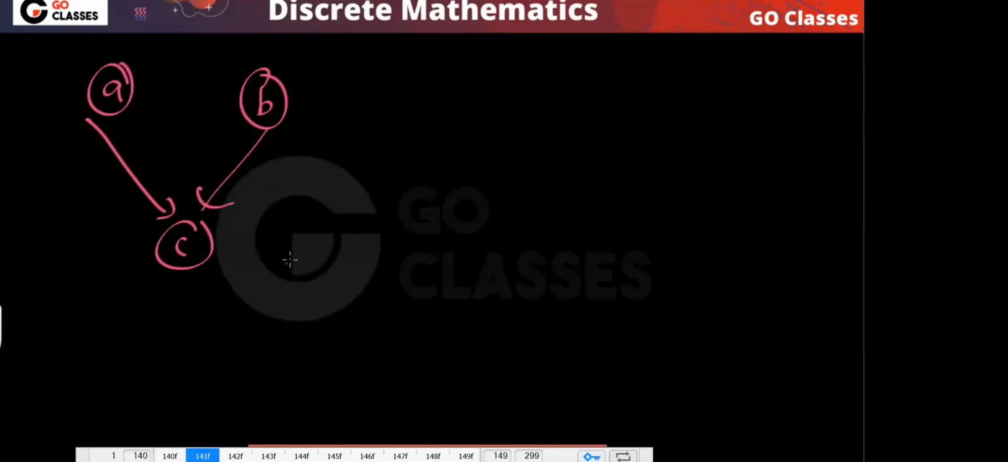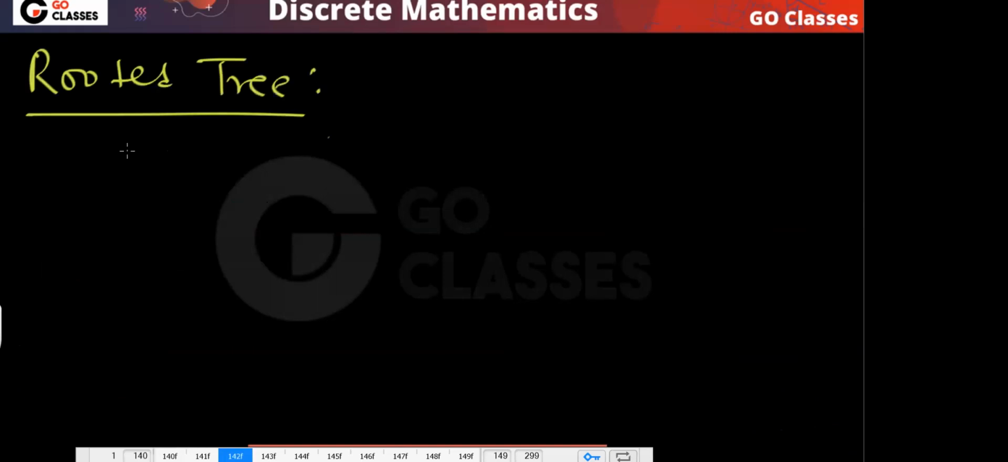Tell me, is this a rooted tree? A, B, is this a rooted tree? This is not a rooted tree because you don't have a root. There should be a unique root. So these are the properties of a rooted tree. In a rooted tree, we have a unique root.